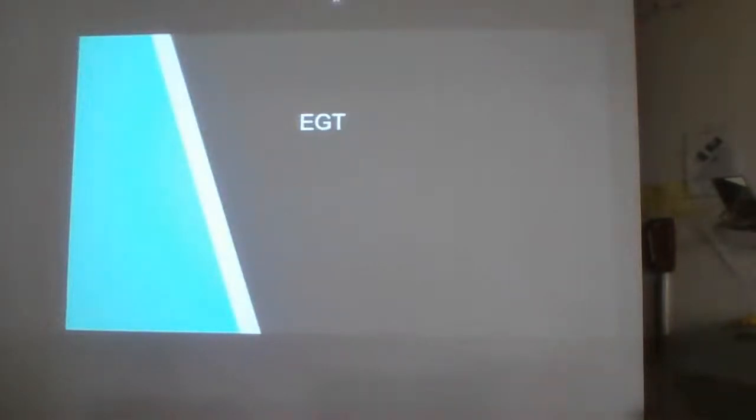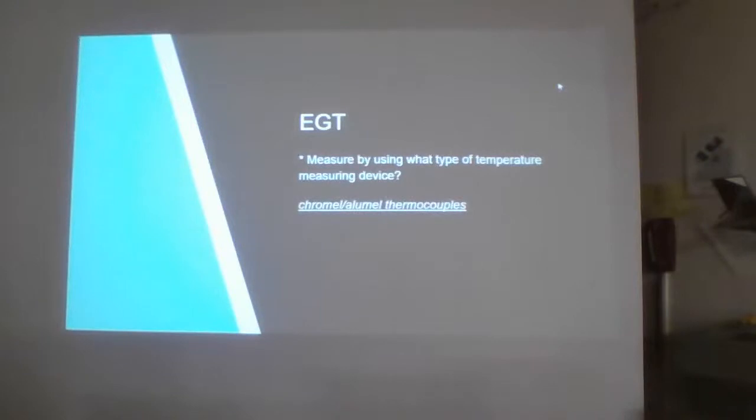And we will do that in lab too. You guys will be measuring some thermocouples to see what the process of that inspection entails. Okay, and your ASA question here: EGT is measured by using what type of temperature measuring device? Alumel and chromel thermocouples.